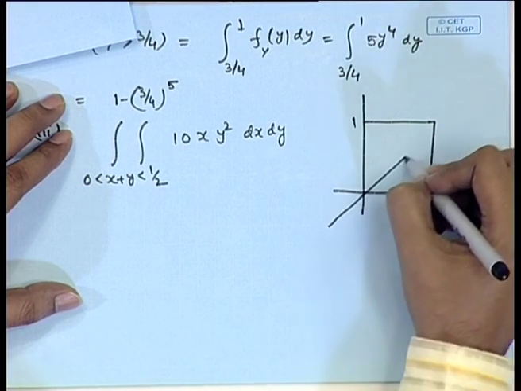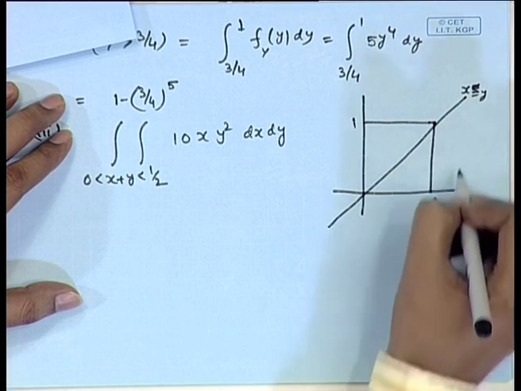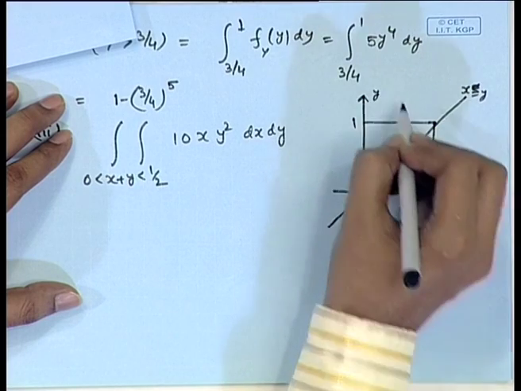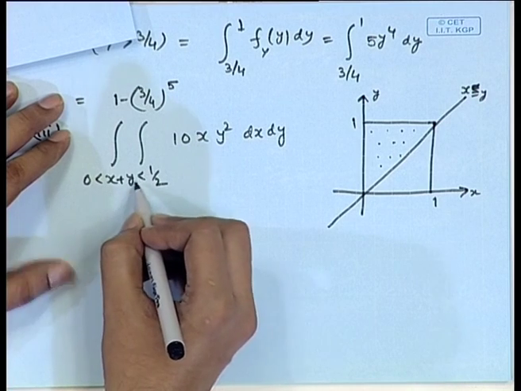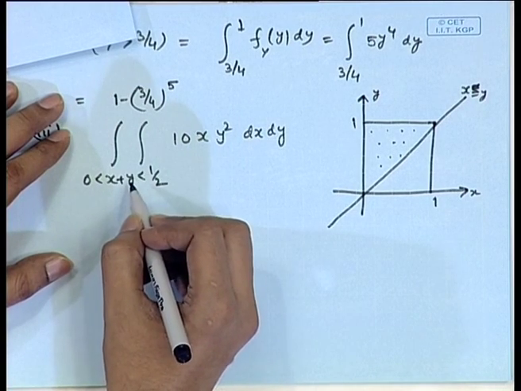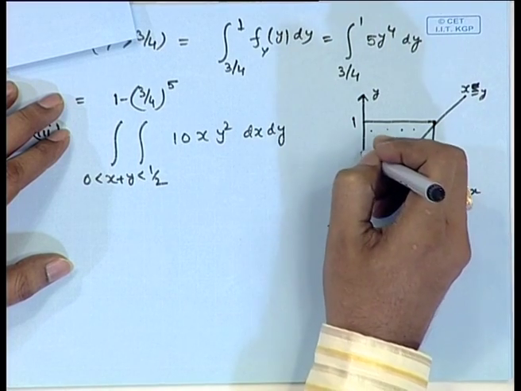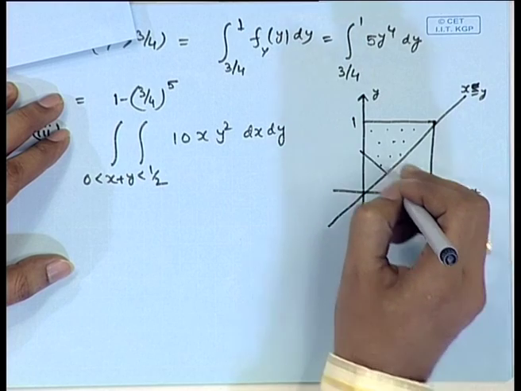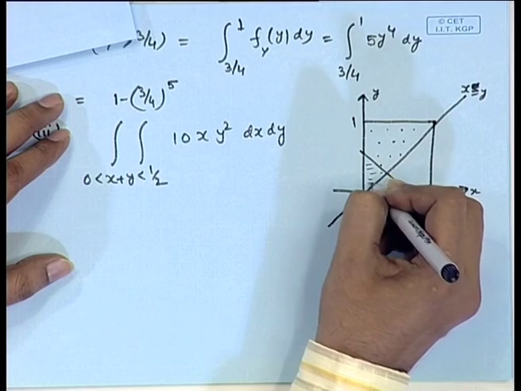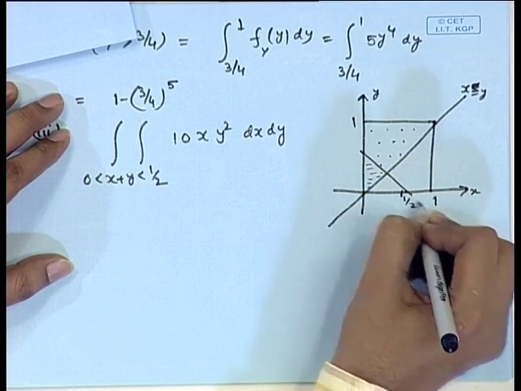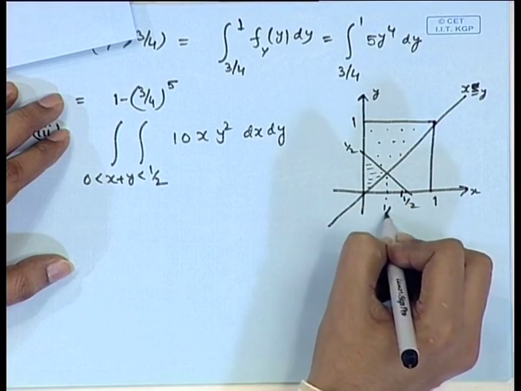The density is defined over the region shown. Now, here we are saying x plus y is less than half. So, the line x plus y is equal to half, that is this one. So, the region of integration is reduced to this. This is half, this is half, and this point is actually 1 by 4.